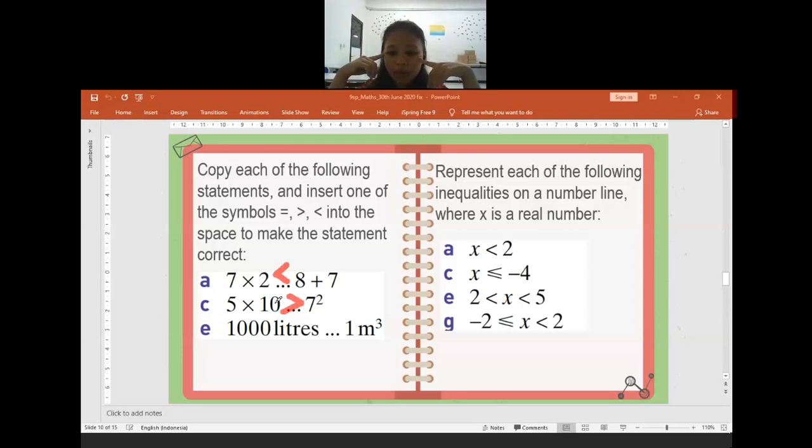Is there anyone who has difficulties or is still confused? Anyone? No? Okay. If no one has difficulties, let us move to question 2. I only pick some questions. Question 2. We have to make a number line for each number. So if x is less than 2, how do we make the number line? I will just draw a line first.